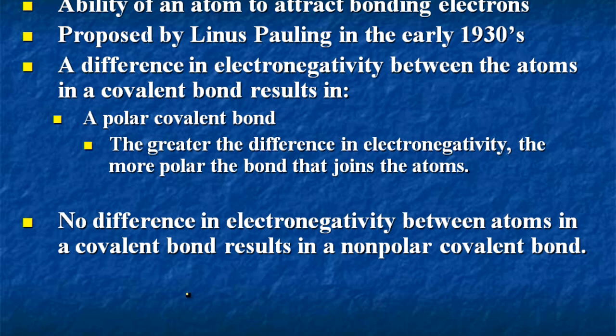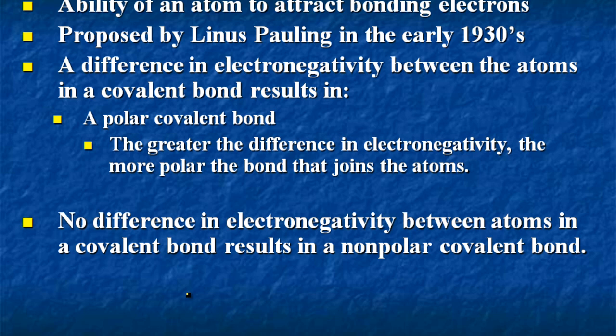So electronegativity, again, the definition of electronegativity is the ability of an atom to attract a bonding pair of electrons, okay, who can keep the electrons closer to itself. This electronegativity was proposed by the scientist Linus Pauling in the 1930s, and a difference in electronegativity between the atoms in a covalent bond results in a polar covalent bond. So why do we get a polar covalent bond? There is unequal sharing. Why do they share unequally? Because they have a different electronegativity.